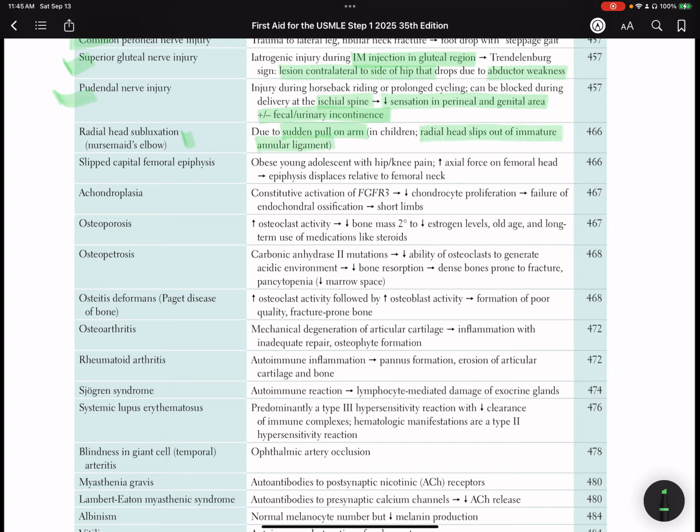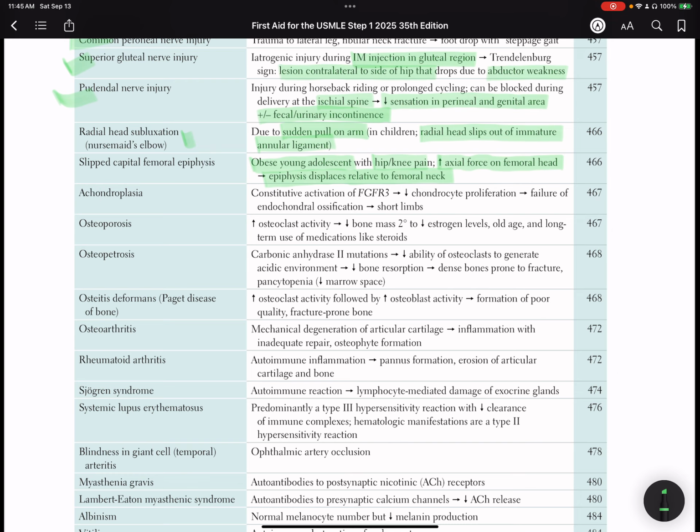Next, what is slipped capital femoral epiphysis? SCFE is seen when you have an obese young adolescent with hip or knee pain. Increased axial force on the femoral head causes the epiphysis to displace relative to the femoral neck.